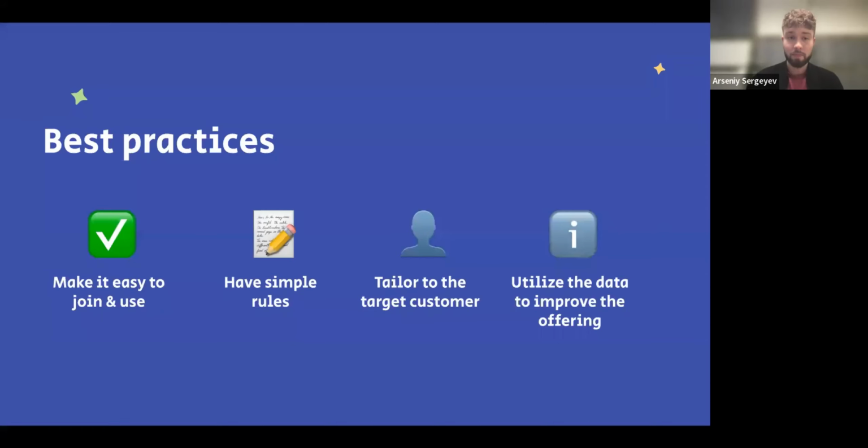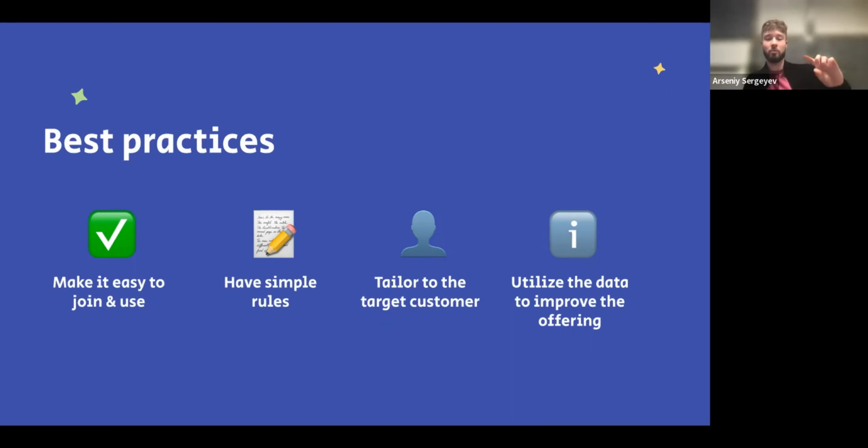First of all, consider and keep in mind some of the best practices. Okay. One of them is to make it easy to join and use. We saw this with Farfetch especially. It's almost automatic. When you make your first purchase, you are already enrolled because of the principle of how this program works. The more you spend, the higher you get.